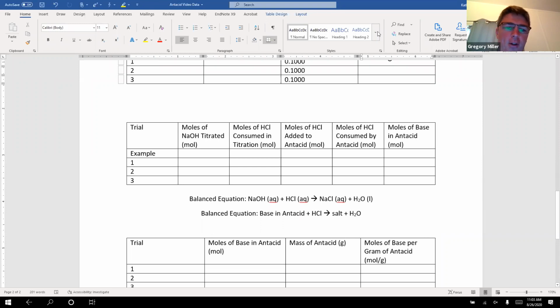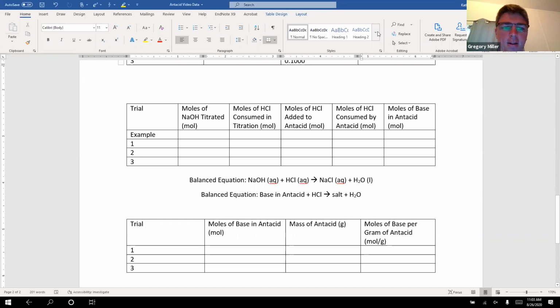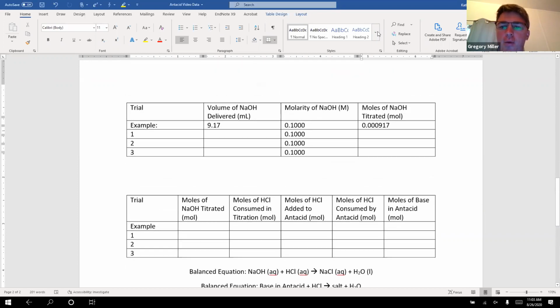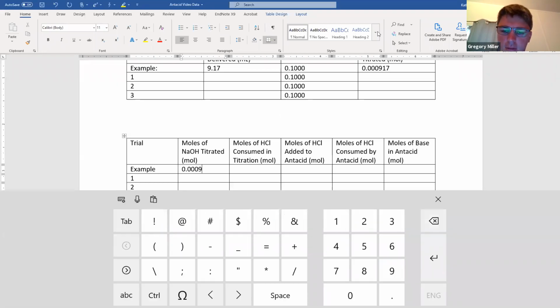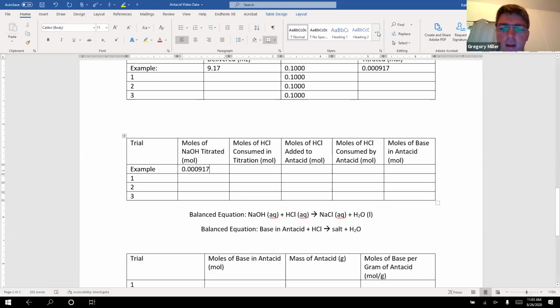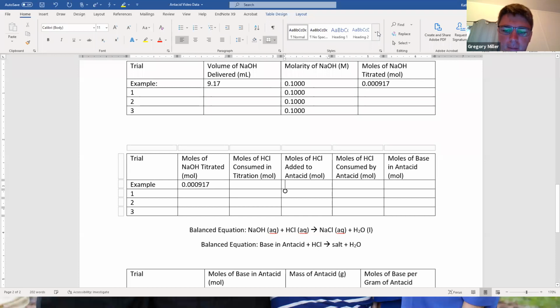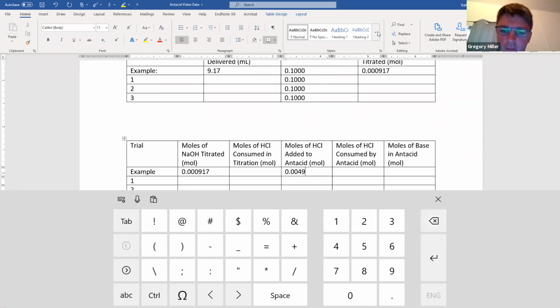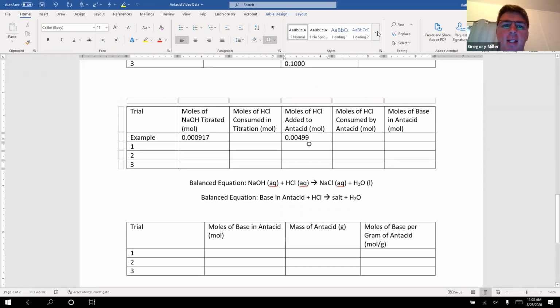So now is where they start getting a little more complicated. We want to figure out the moles of base in the antacid. So the moles of NaOH titrated is what we just found up here. And the moles of HCl added to the antacid is what we found up here, 0.004. So the moles of HCl consumed in the titration is the next thing to figure out. Let's go down here where I have some room.